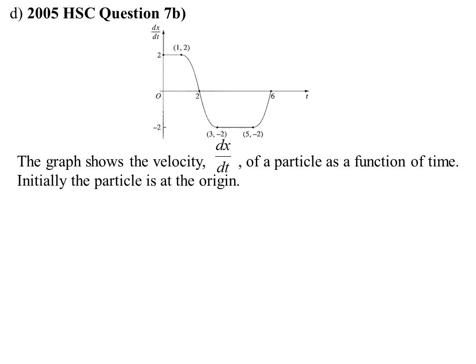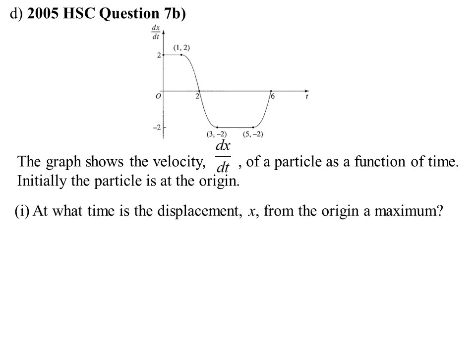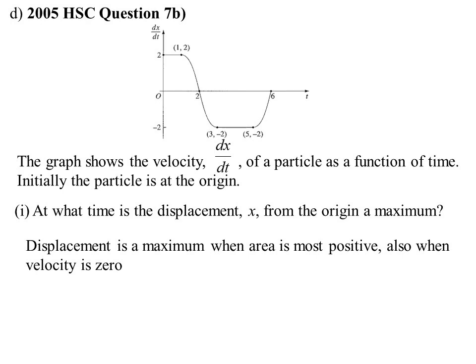Okay, let's try another one. This time we've got a velocity time graph. Shape's a little bit different there. At what time is the displacement, similar sort of question, from the origin a maximum? When is the displacement a maximum? Well, we know displacement is a maximum when the area is most positive. Displacement is the complete integral. When is it most positive?